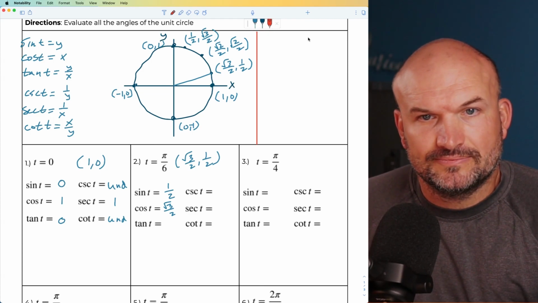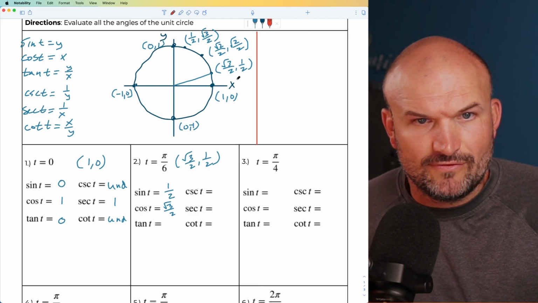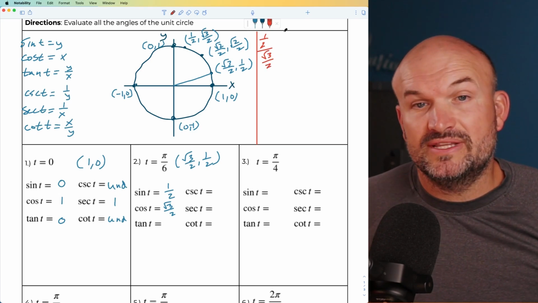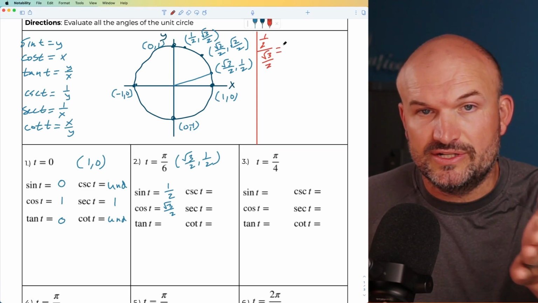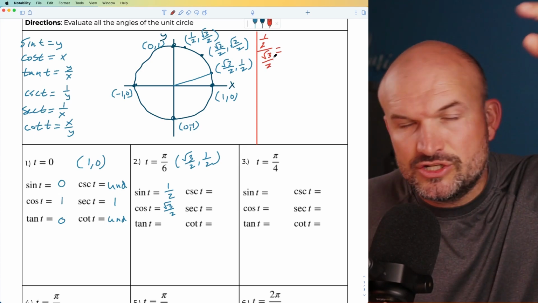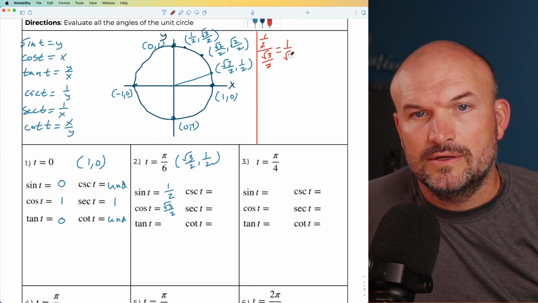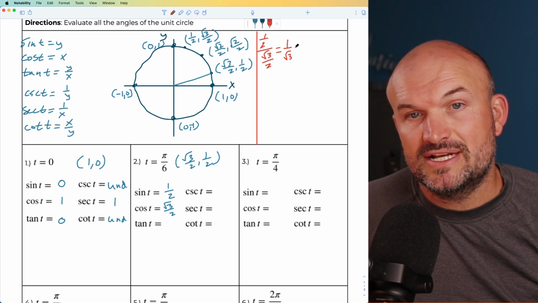So let's go and see. y over x would be 1/2 divided by square root of 3 over 2. In this case, the 2's, you can divide those out. You can multiply by 2 over 2 on top and bottom, either way. So that's going to be 1 over square root of 3. And then what I'm going to do is rationalize the denominator here.